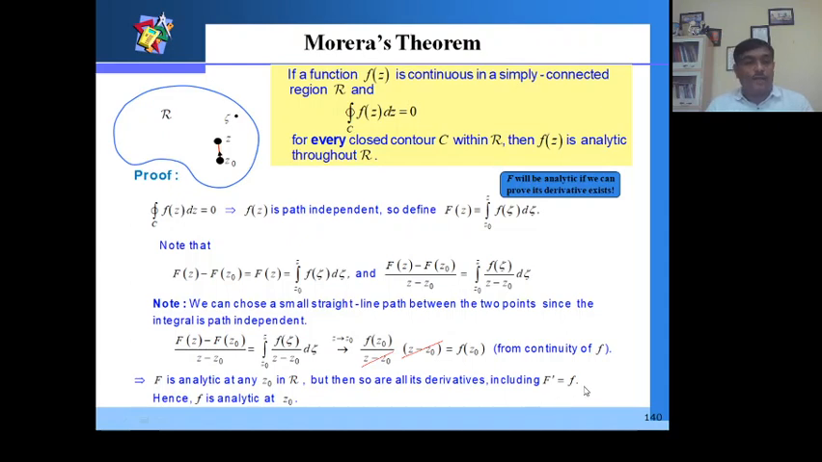including capital F dash, which is equal to small f. Hence, f is analytic at z naught.